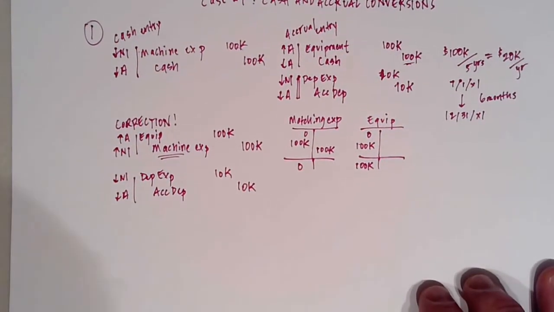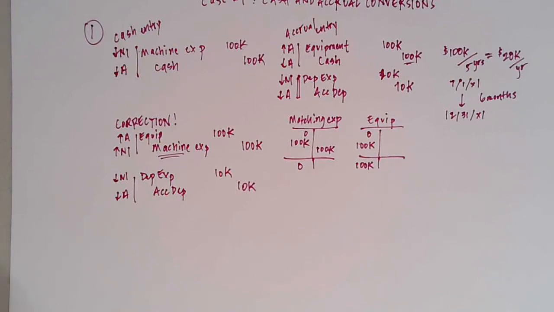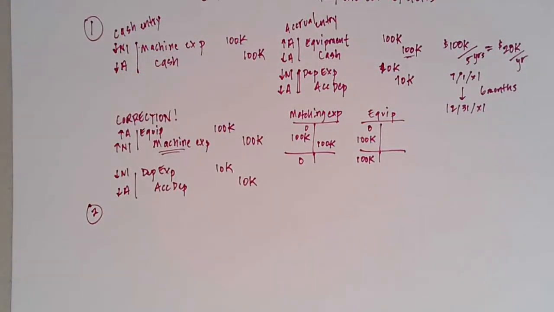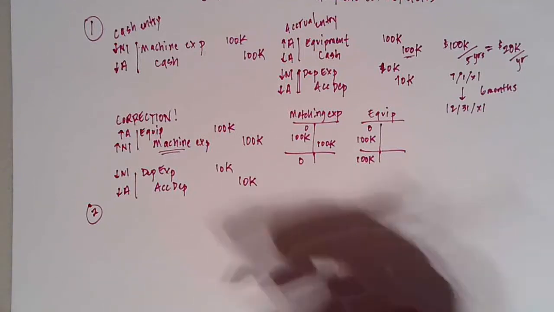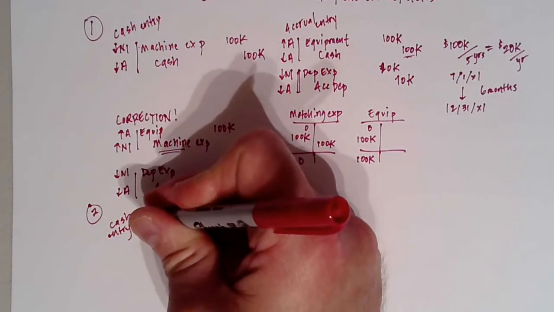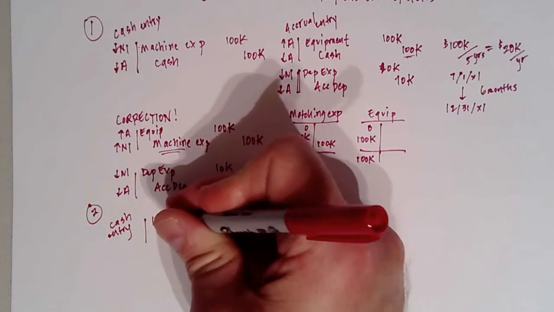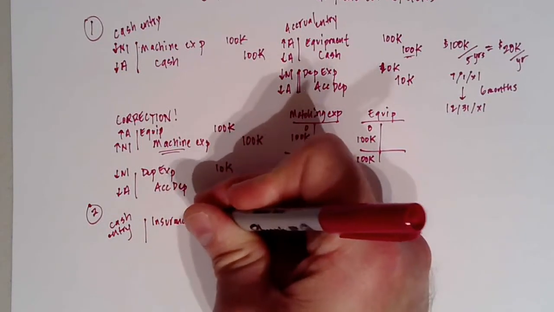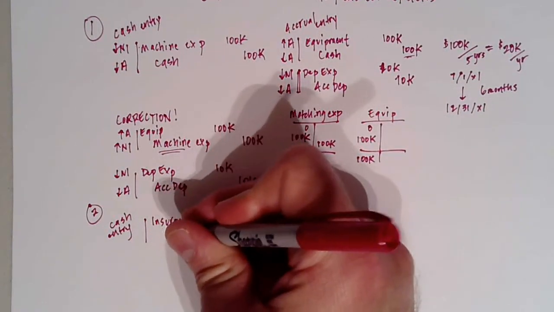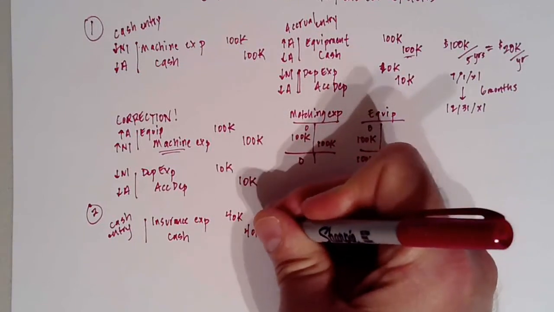Let's look at one where we are just going to do sort of partial offset. So number 2 is that we paid for a $40,000 4-year insurance contract on May 1st, 20X1. It recorded the entry with a debit to insurance expense and a credit to cash on May 1st. So the cash entry we made was a debit to insurance expense for the whole contract, $40,000, and a credit to cash for $40,000.